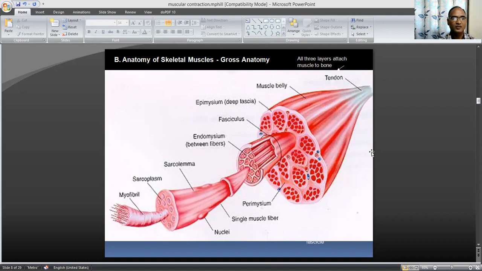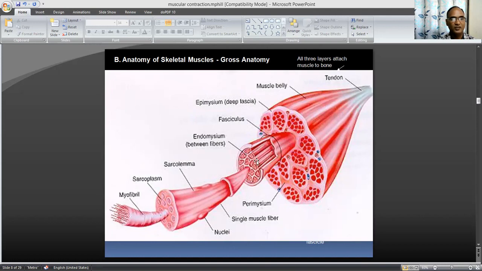The outermost layer we call the epimysium, and the picture indicates it very clearly. When the epimysium is taken out, a bundle of muscle fibers is called a fasciculus. And when you open the fasciculus there is the endomysium. It is clearly shown that there are more than 100 muscle fibers.